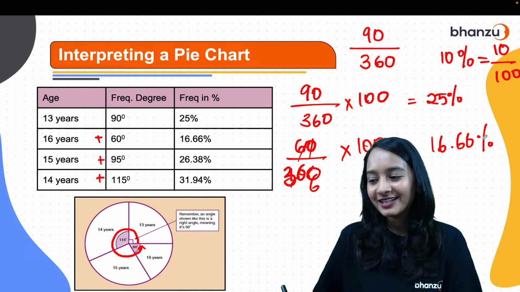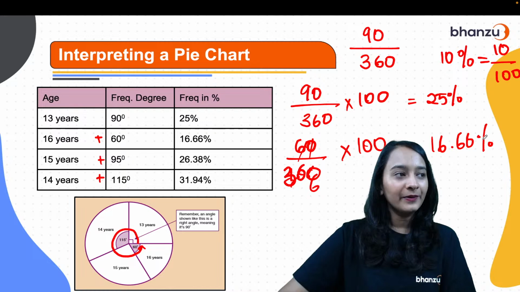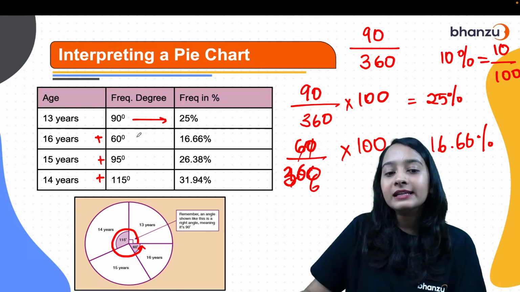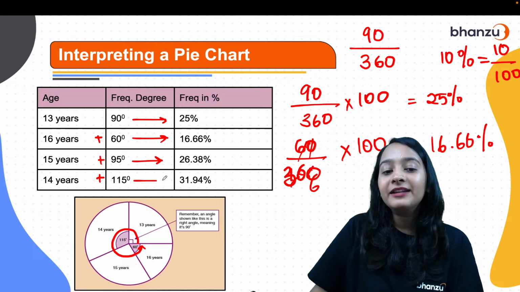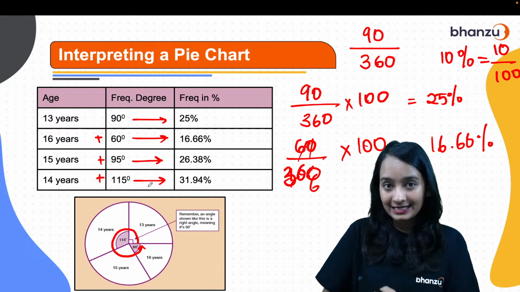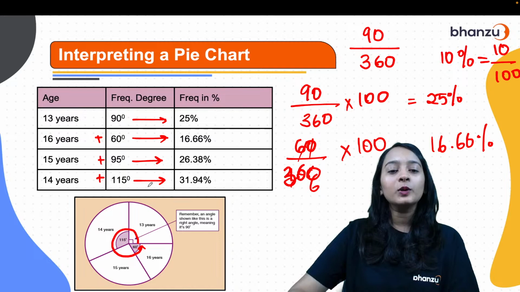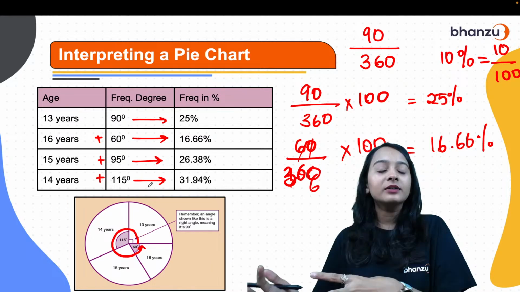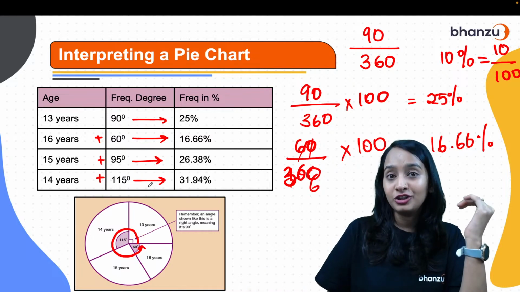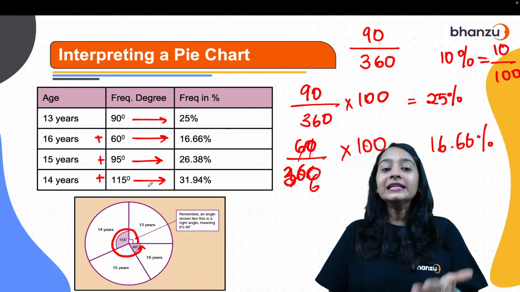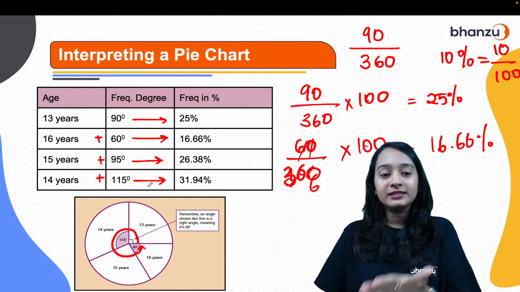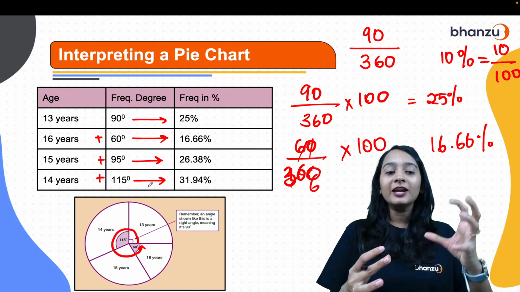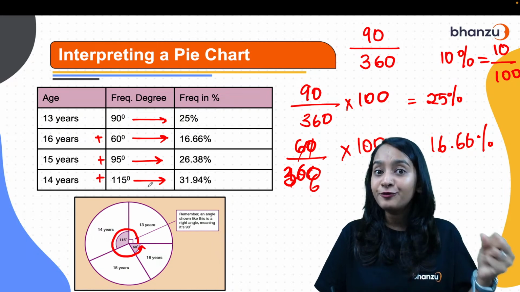Alright? Awesome. Okay. Now, we have converted all the degrees to fractions by dividing the degree with 360 and multiplying it with 100%. So now you know that 25% of the school students are of the age group 13 years, 26.38% are of the age 15 years, 31.94% are of the age 14 years, and so on.